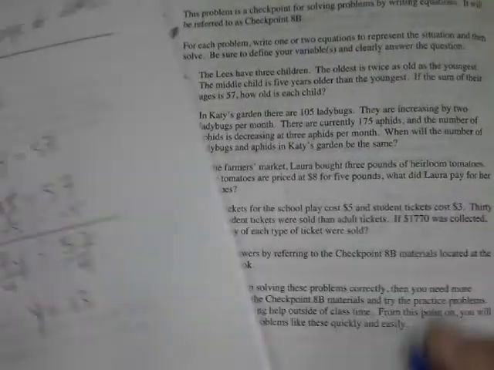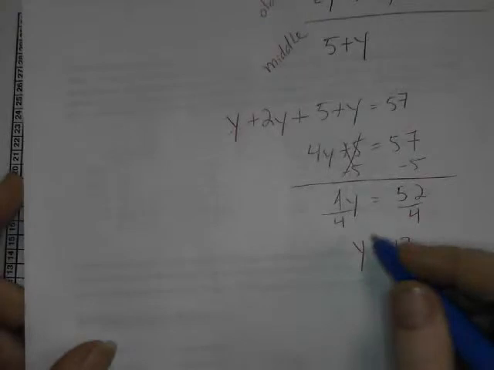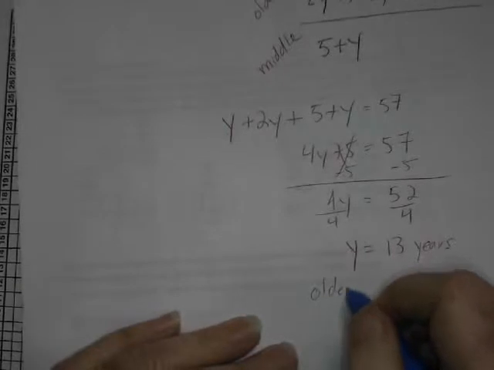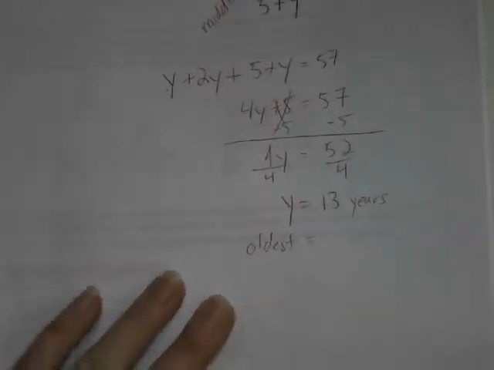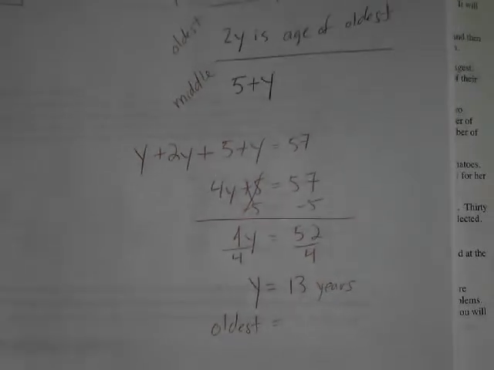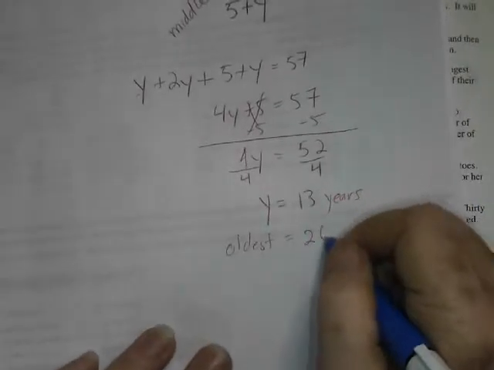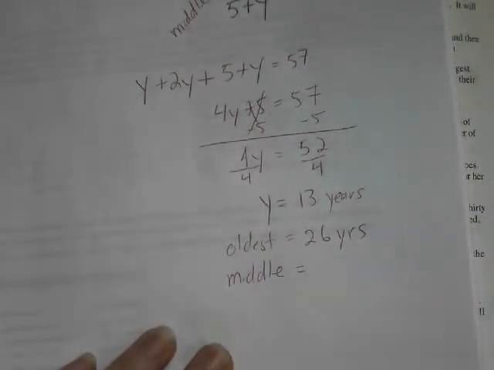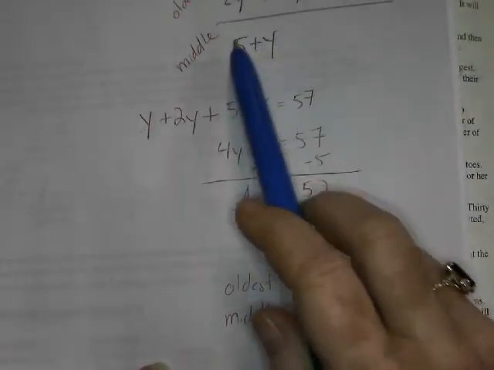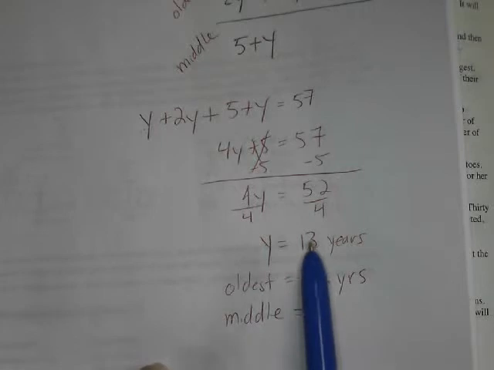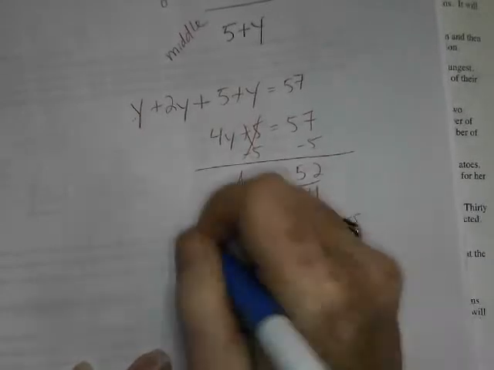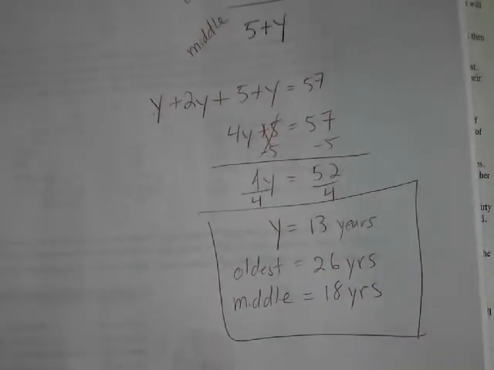And then do we have to finish it by saying everything? Yeah, how old is each child? So the youngest is 13, and then the oldest, how old's the oldest then, if the youngest is 13? Yeah, it's 2 times 13, so 26 years. And then the middle, do we know how to get the middle? We said the middle was 5 plus Y. So 13 plus 5? 18. There, so that's how that one was tricky.